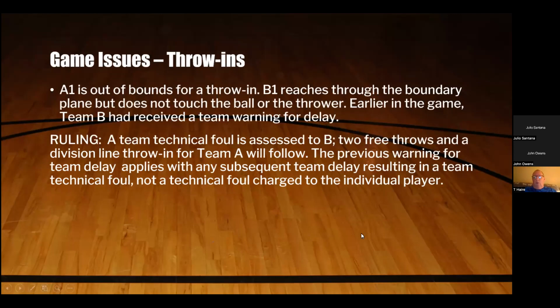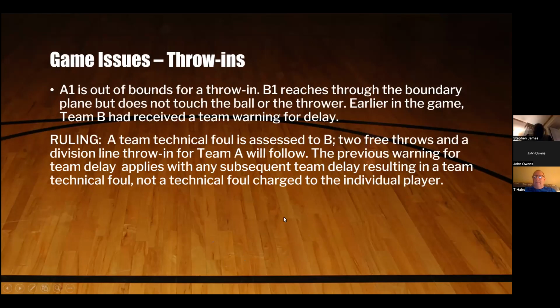This particular one is not charged to the player. Now, had this player reached through the boundary line and touched the ball, then that is a delay of game, and it's also a technical foul on that specific player.